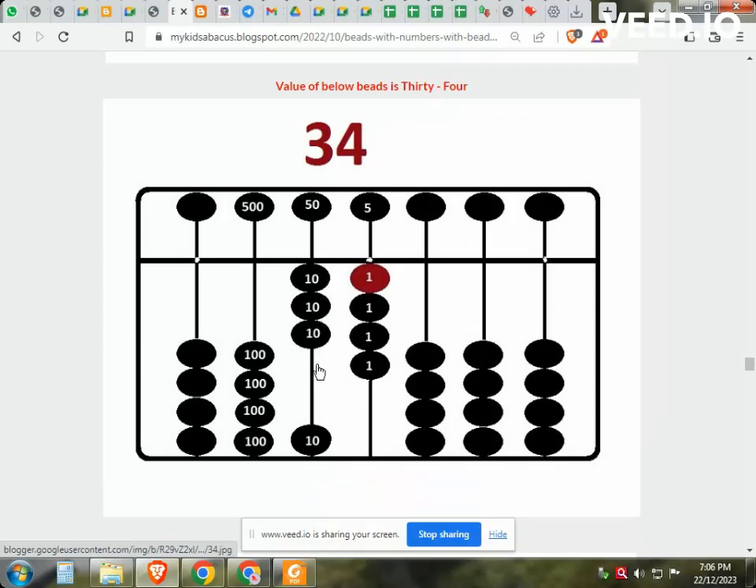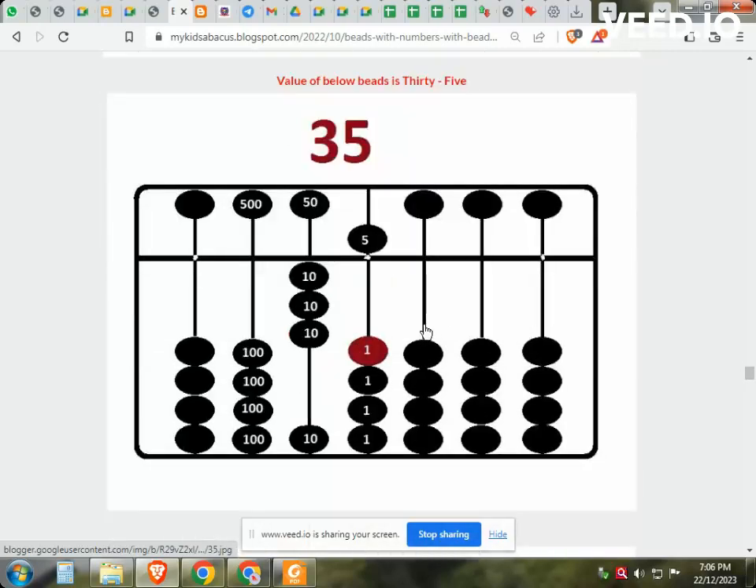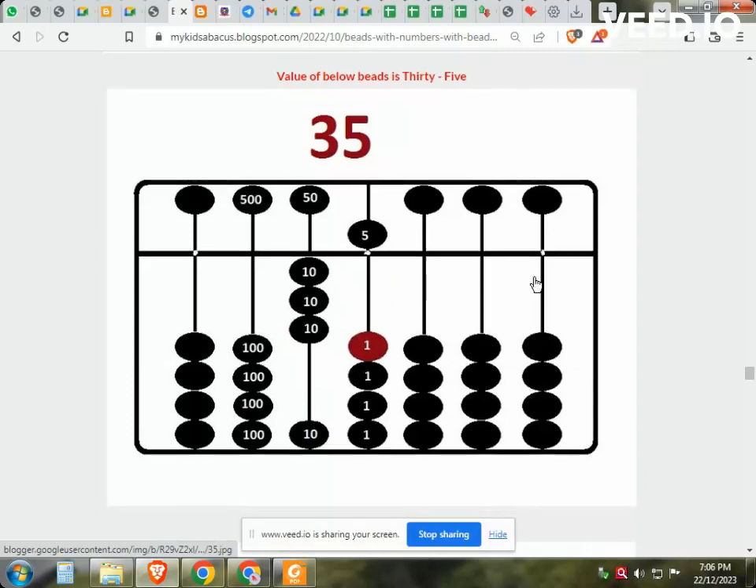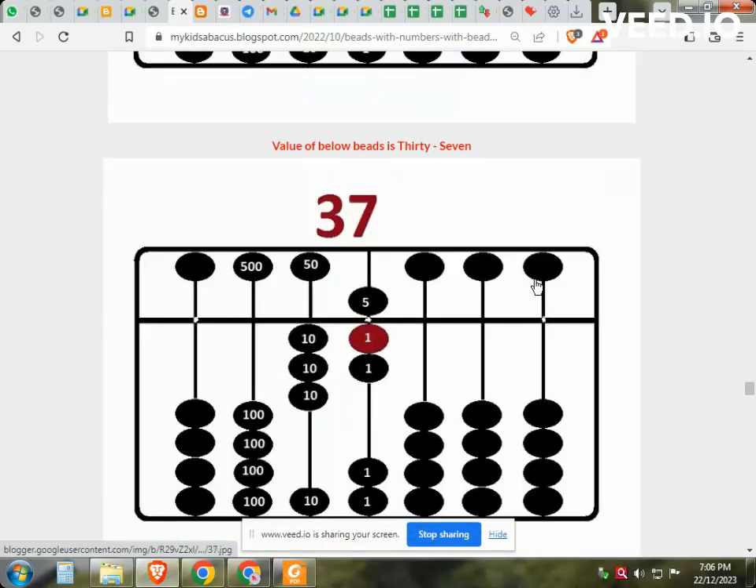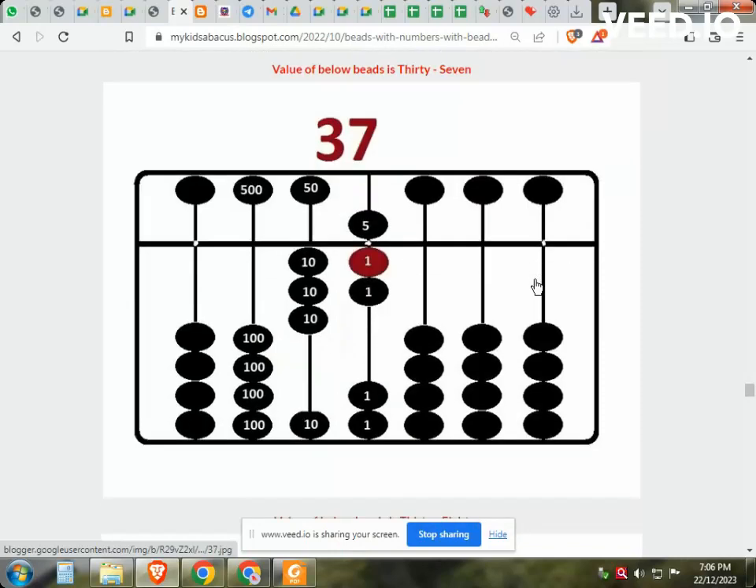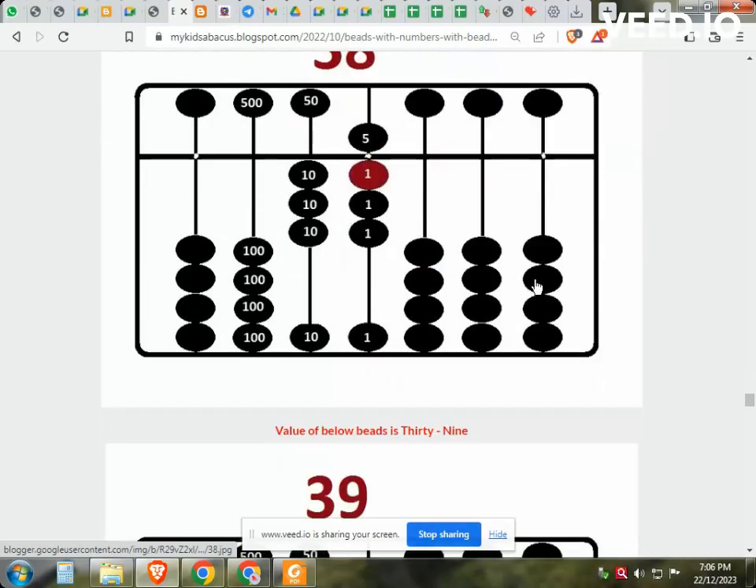We added 34 like this. In tens place, we have to add 3 bits together, and in units place, we have to add 4 bits together. 30 plus 4, it's 34. We added 35 like this. 10, 10, 10, 30. This is 5. 30 plus 5, 35. We added 36 like this. We added 37 like this. We added 38 like this.